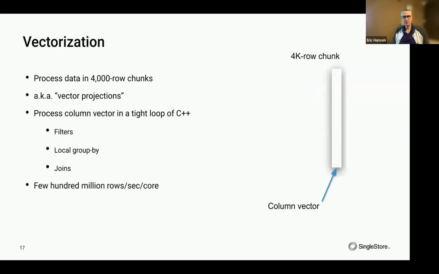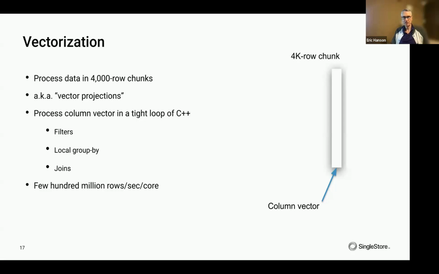We also support something called vectorized query execution, or vectorization. Basically, we process data in our column store queries in 4,000 row chunks. For each chunk that we read, we read a vector for each column into an in-memory array. And that vector of 4,000 elements for each array can be processed in a very tight loop of C++ code. SingleStore is implemented in C++ for high performance. And so you can apply filters and local group by operations and joins to these 4,000 row vectors super fast with a very tight loop of code.